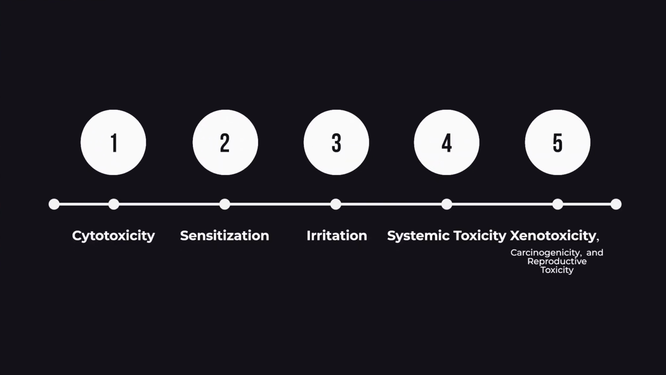When it comes to identifying biological hazards, ISO 10991 provides a checklist of potential risks. Number one is cytotoxicity. Could the material kill cells? Number two is sensitization. Could it trigger an allergic reaction? Number three is irritation. Could it cause redness or swelling? Number four is systemic toxicity. Could it harm organs or systems after prolonged use? Number five is genotoxicity, carcinogenicity, and reproductive toxicity. Could it damage DNA, cause cancer, or affect reproduction?